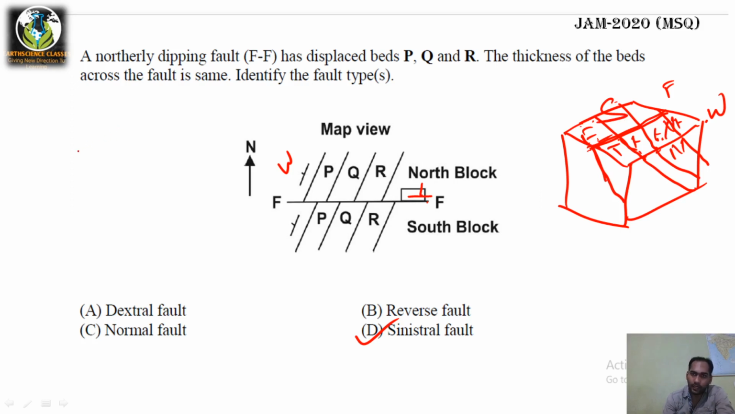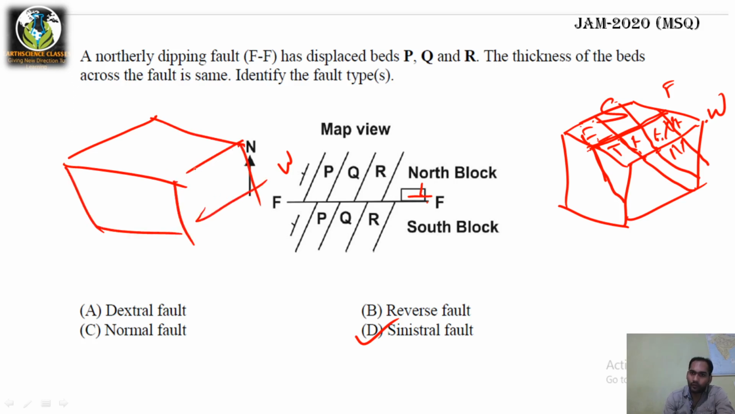Again I am plotting the same diagram here. So this is like this. This is the fault plane. Now, displacement is not there yet, but if displacement occurs, and if I move this, you can see the blocks are moving, or the contacts are displaced towards the dip direction.